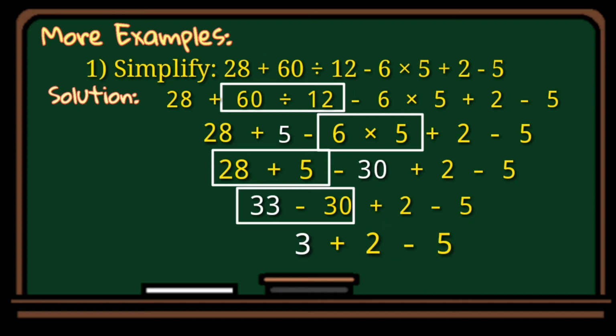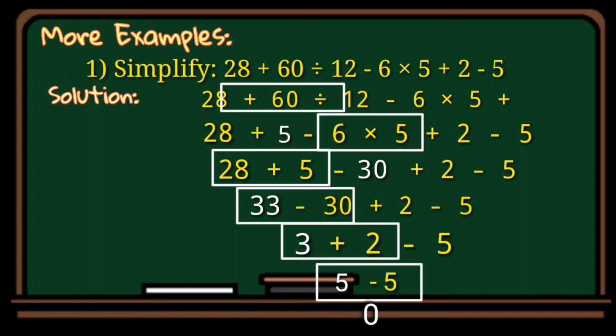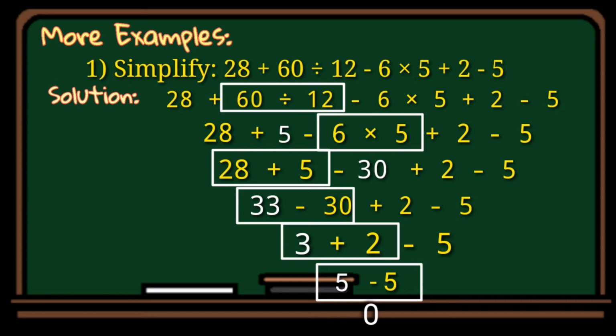So we only have two operations left. So from left to right, we will add first. Apply the rule that says add or subtract as they occur from left to right. So 3 plus 2 is 5, and then bring down minus 5. Then we only have one operation left, which is subtraction. So 5 minus 5 is 0. So meaning 28 plus 60 divided by 12 minus 6 times 5 plus 2 minus 5 equals 0.